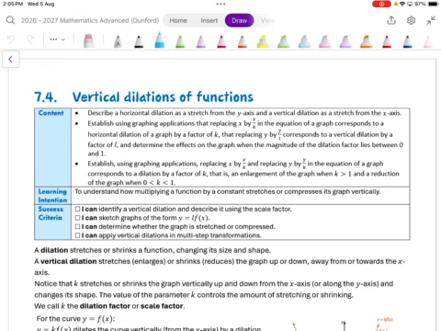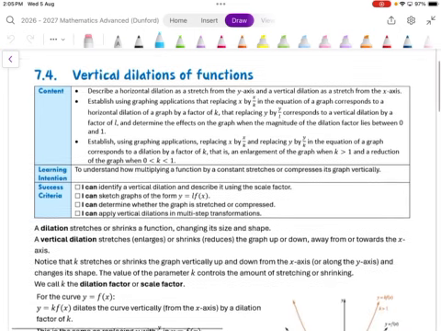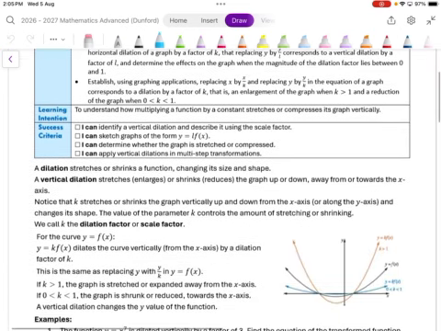So a dilation is something that stretches the curve or shrinks the function, changing its shape and size. Vertical dilation stretches or enlarges, or shrinks and reduces, the graph up or down, away from or towards the x-axis.